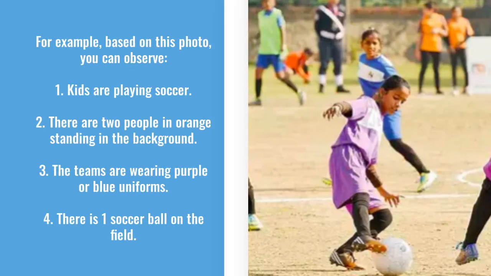For example, based on this photo, you can observe that kids are playing soccer. There are two people in orange standing in the background. The teams are wearing purple or blue uniforms, and there's one soccer ball on the field. Of course, you can make many more observations. These are just some examples.